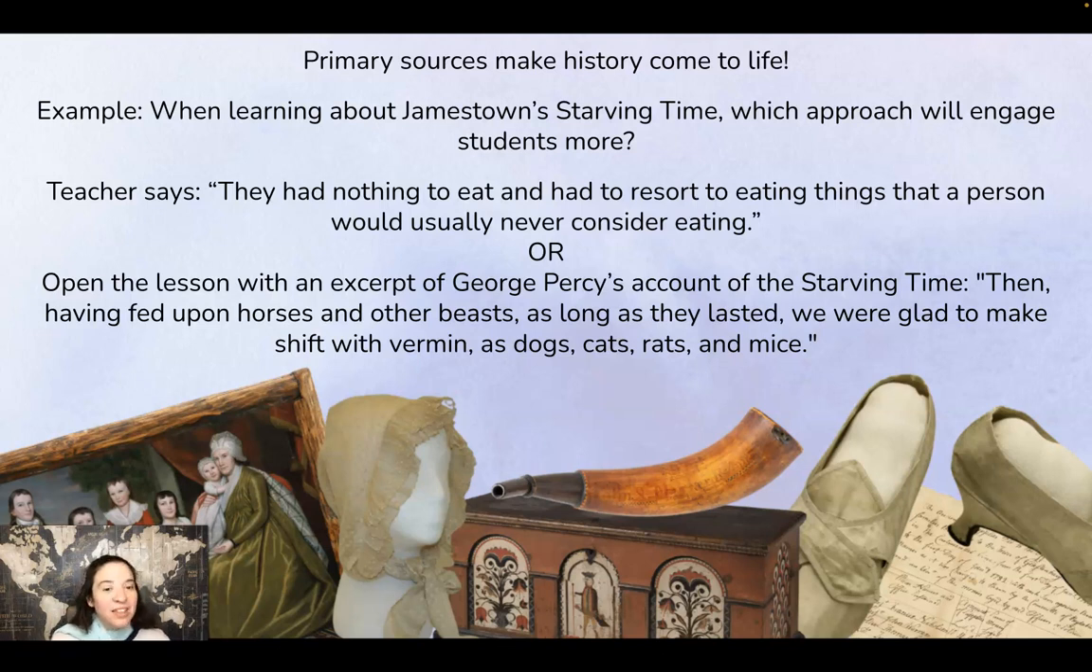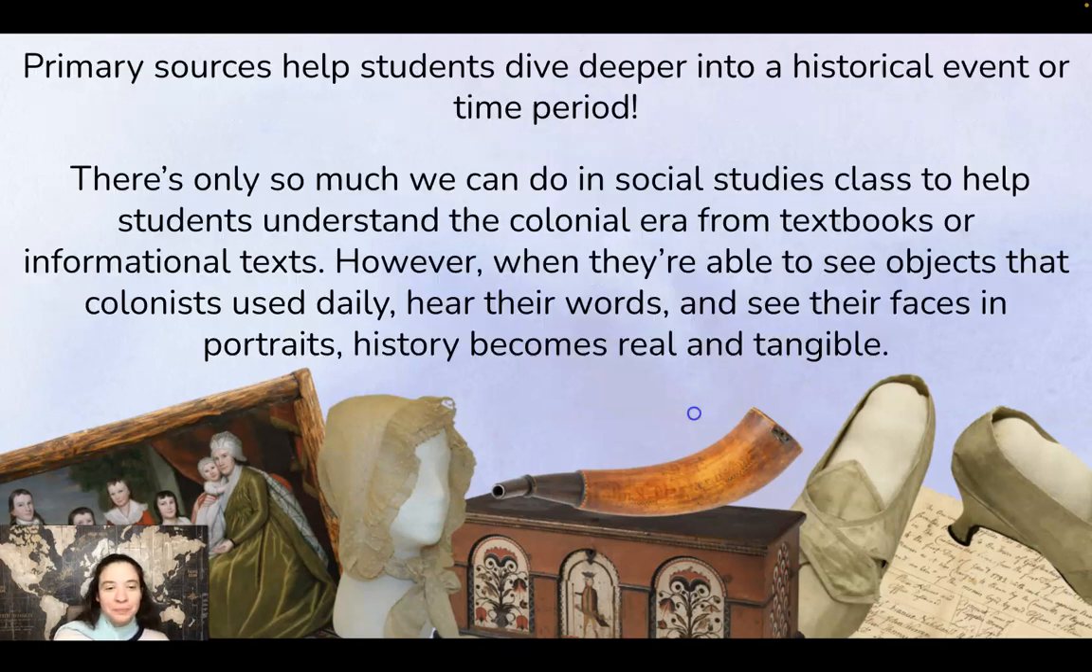Or, approach 2, opening the lesson with an excerpt of George Percy's account of the starving time, his first-hand account. He was there, he saw the starving time happen. This was a little piece of his journal about it. Then, having fed upon horses and other beasts, as long as they lasted, we were glad to make shift with vermin, as dogs, cats, rats, and mice. I think that would make much more of an impact on students than that first just teacher talk.